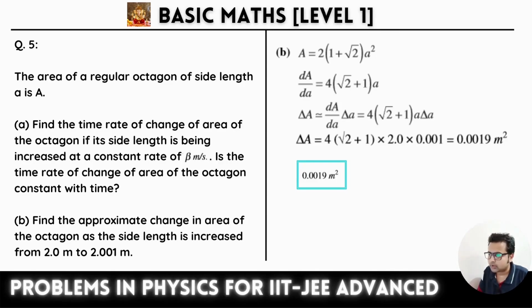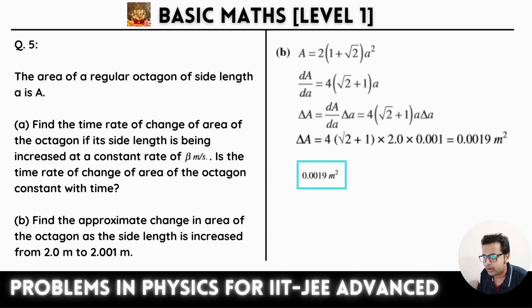Now ultimately we have to calculate delta A, because delta A is the change in area. See, there is a difference between delta A and dA. Delta A is a change over a significant, measurable time, and dA is an instantaneous change, over an infinitesimally small time. So definitely we have to calculate delta A. We can write delta A as dA upon da into delta a.